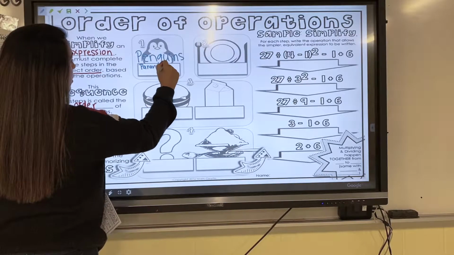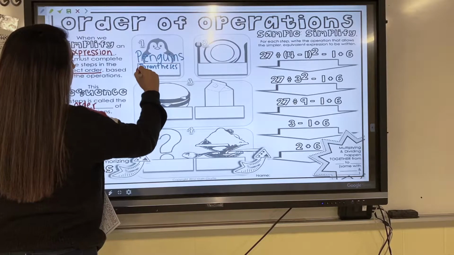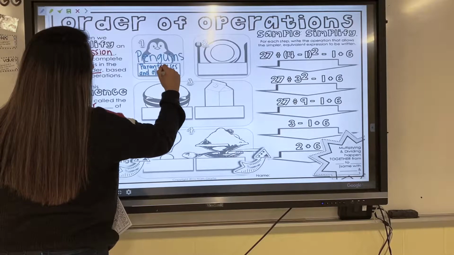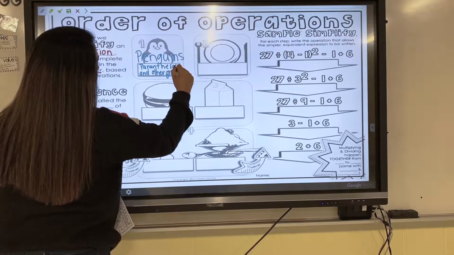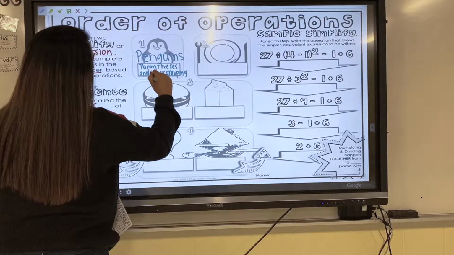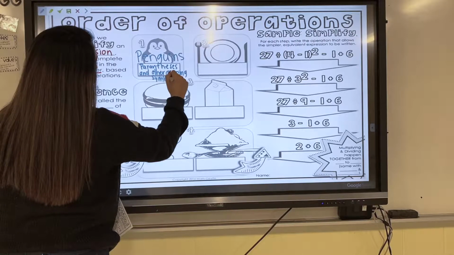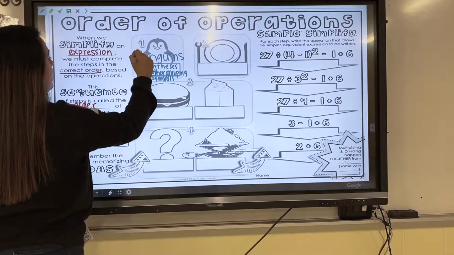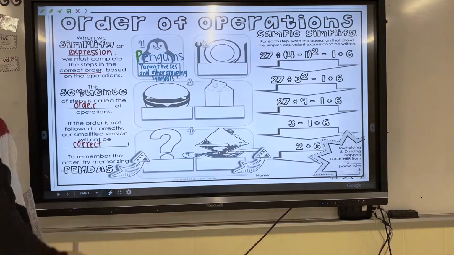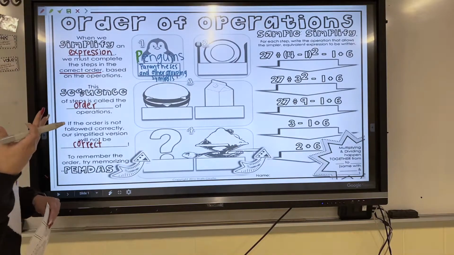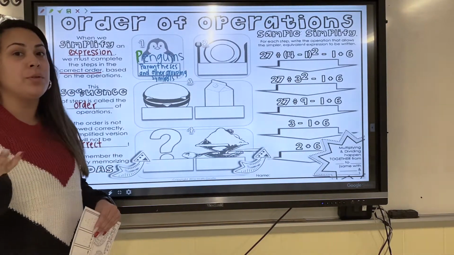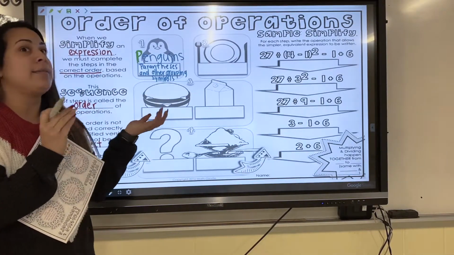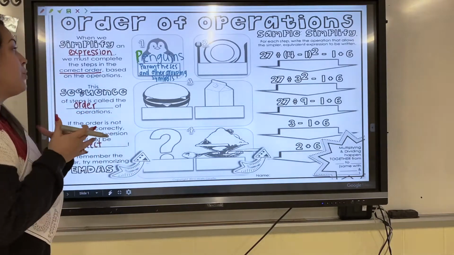parentheses and other grouping symbols. So the P in PEMDAS, in this case penguins, represents the parentheses and other grouping symbols. So that can be brackets, absolute value bars, parentheses. Those are examples of grouping symbols.